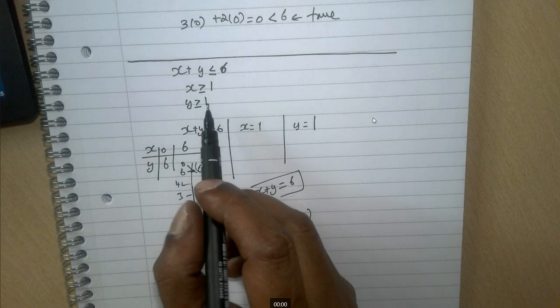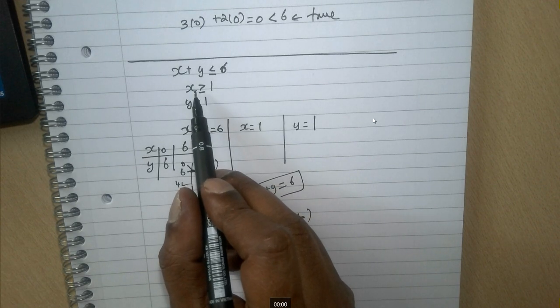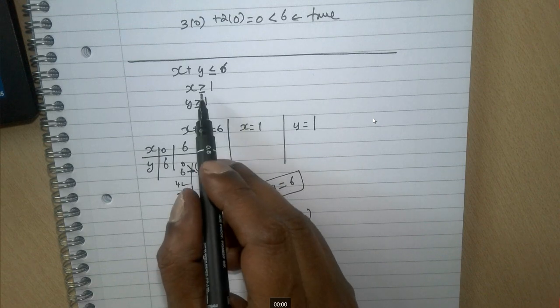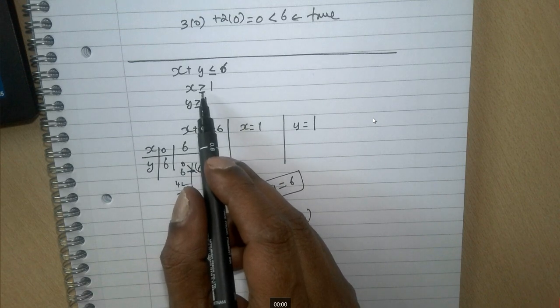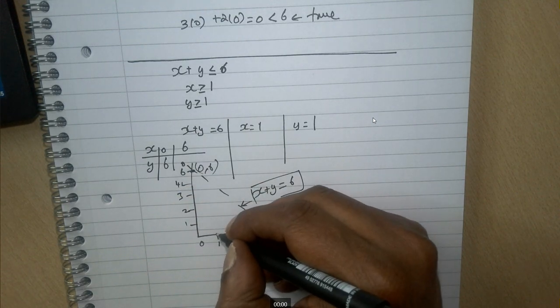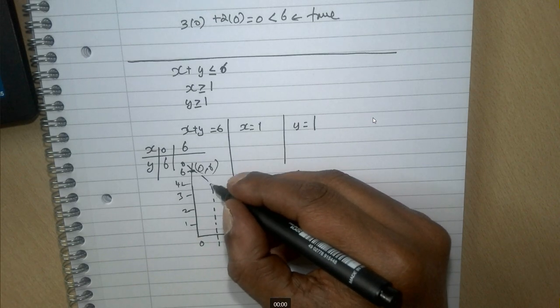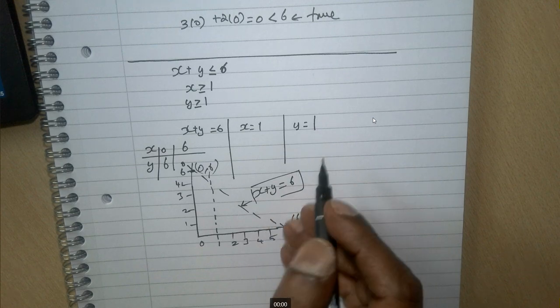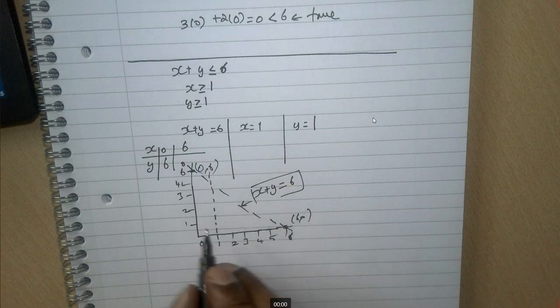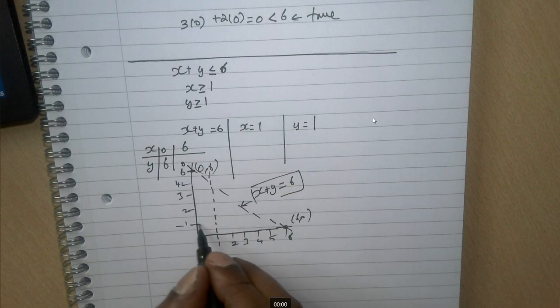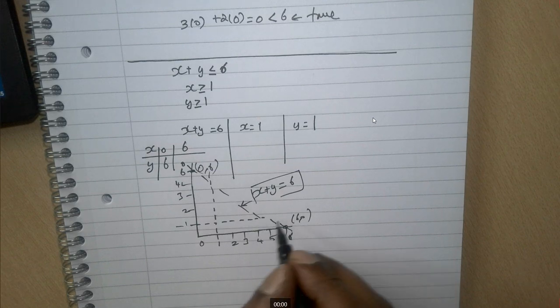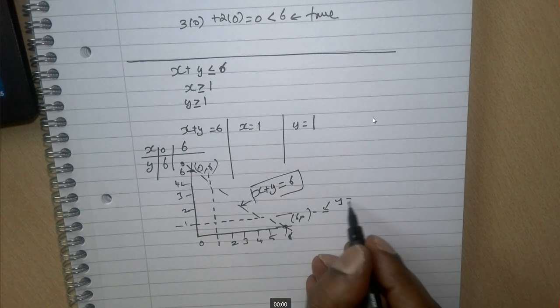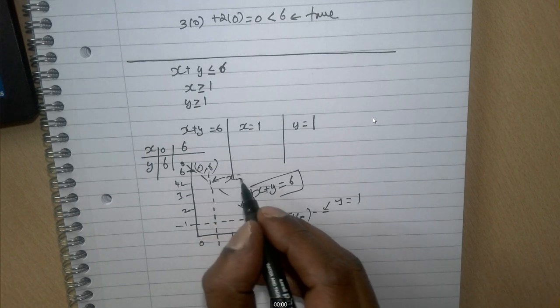Now we have to plot this one. What is x equal to? x is equal to 1, which means for all values of y, x is equal to 1. That is somewhere around here. And then y is equal to 1, so for all values of x, y is equal to 1. That is something around here. So this is y is equal to 1 and this line is x is equal to 1.